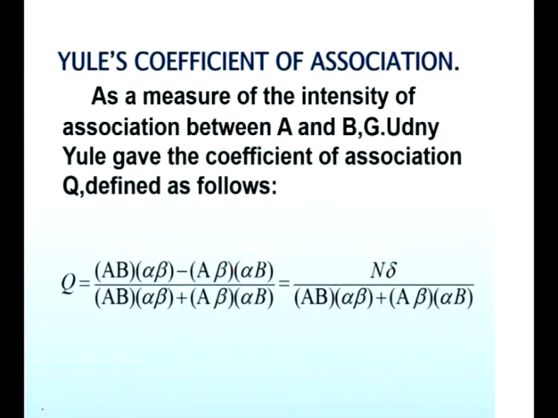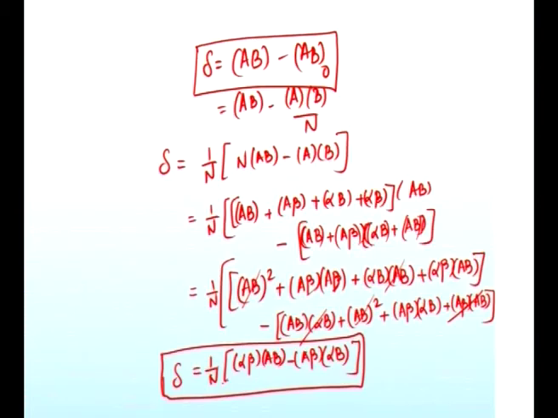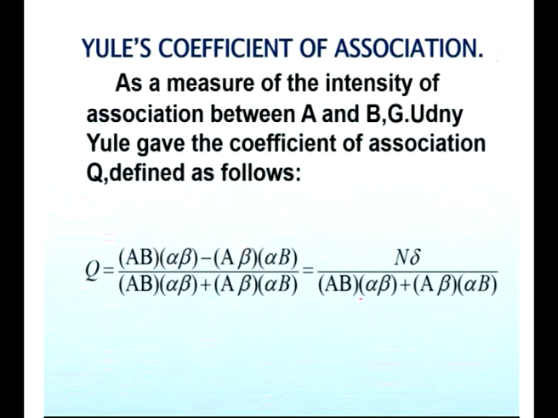Yule's coefficient of association. As a measure of the intensity of association between A and B, Yule gave the coefficient of association Q defined as follows. That is, AB into alpha beta minus A beta into alpha B, divided by, the numerator is with the negative sign of both the attributes, and the denominator the same thing repeated but with plus: AB into alpha beta plus A beta into alpha B. And we have proved in the previous slide that this stands for n delta. N delta is equal to AB into alpha beta minus A beta into alpha B. So, using that, Yule's coefficient of association can also be written as n delta divided by AB into alpha beta plus A beta into alpha B.